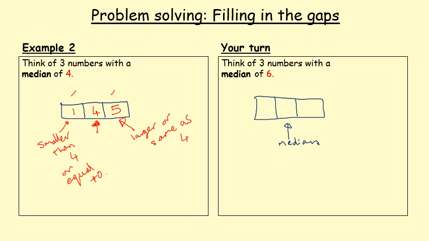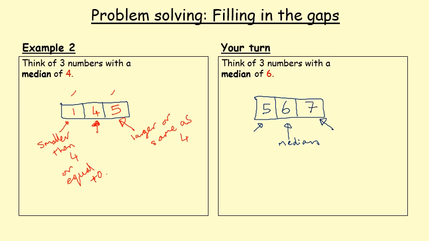Okay, so I'm going to start by drawing my boxes. My median has to be in this middle box, therefore this has to be 6, because I've got an odd number of boxes. So this has to be smaller than 6 or the same as 6. Let's make it 5, and this box here has to be the same as 6 or bigger than 6. So I'm just going to make that 7.